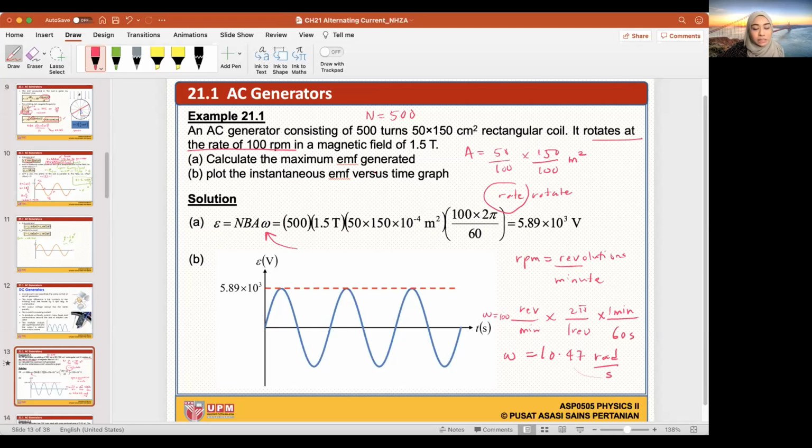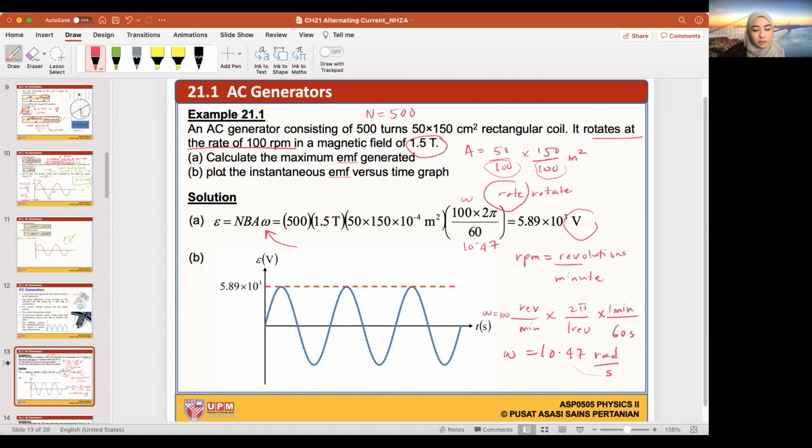Okay, calculate the maximum EMF generated. So maximum EMF, I told you before, the EMF equation is NBA omega sine omega t, but if it is at the maximum, the sine becomes 1. So you are left with NBA omega. So N is 500, B is 1.5, sorry, I missed this, 1.5, and then we have the area, 50 times 150 times 10 to the minus 4, because you have centimeters here. And then you multiply it with omega that we found over here, which is 10.47. You multiply everything, you will get something in volts. Do not forget units when you answer your question.